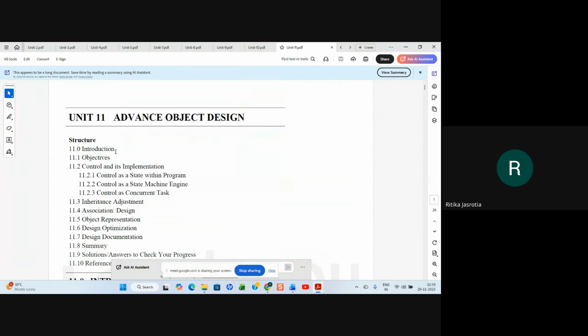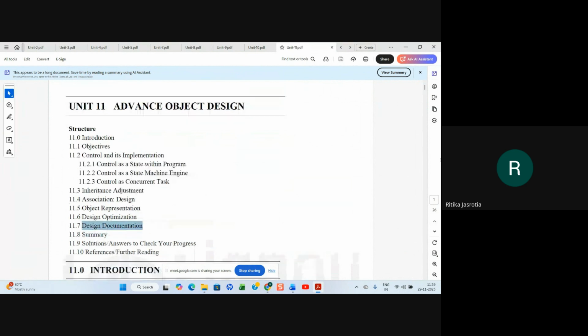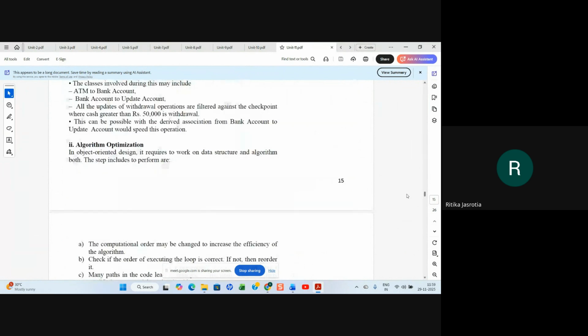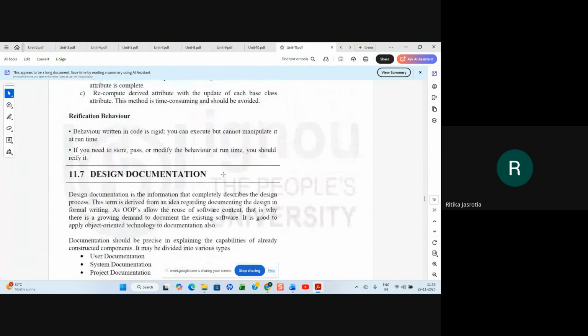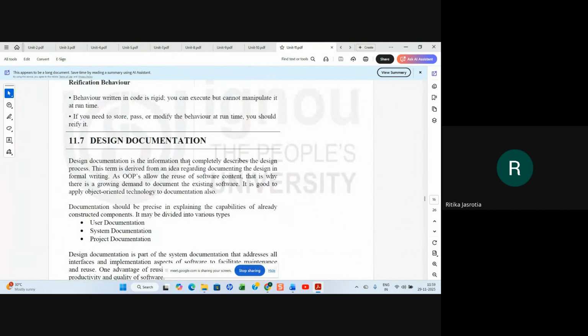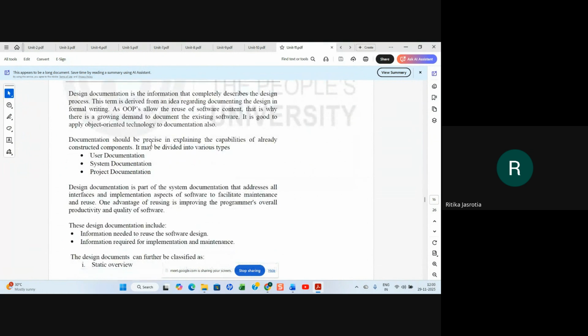Here, in block 3, unit 11, design documentation is there. So we'll go to that. Design documentation is the information that completely describes the design process. The term is derived from an idea regarding documenting the design in formal writing. Object-oriented programming allows the reuse of software content, that is why there is growing demand to document the existing software. It is good to apply object-oriented technology to documentation also. So documentation should be precise in explaining the capabilities of already constructed components.